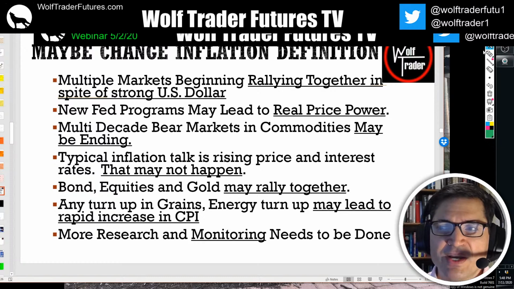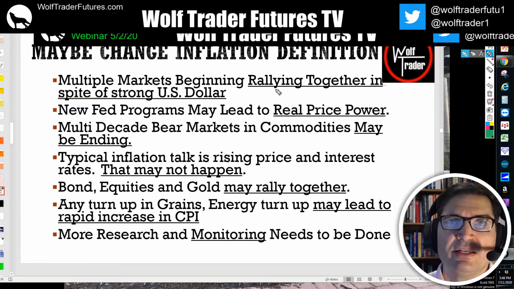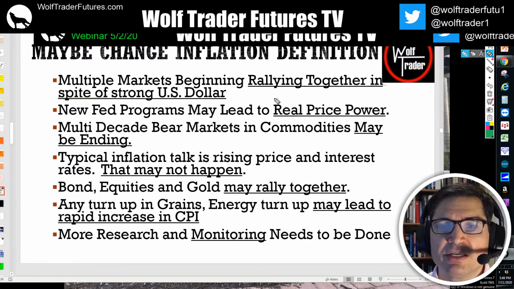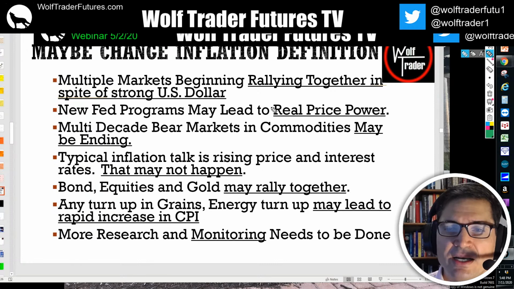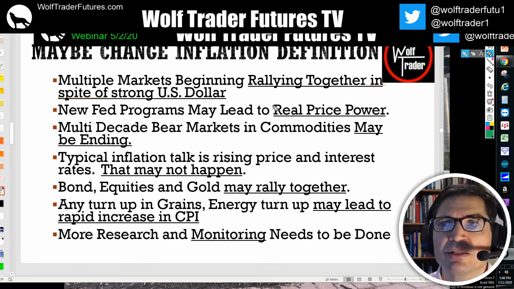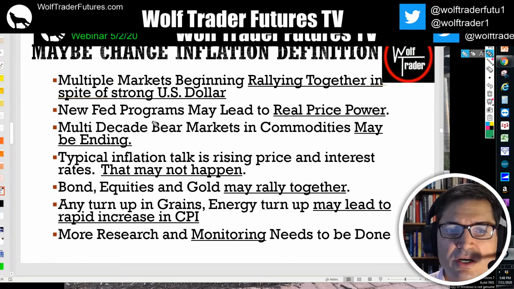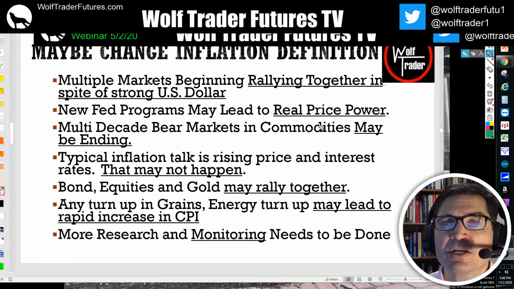So we have to look at this from the perspective of the Fed and these programs that the Fed is implementing, that we are now targeting Main Street. And so you might start to see increases in prices and the CPI like we've seen in the stock market in the past. So that's very possible. Multi-decade bear markets in commodities may be ending, and I just tried to show you some signs of that. It's possible that these bear markets are coming to an end.